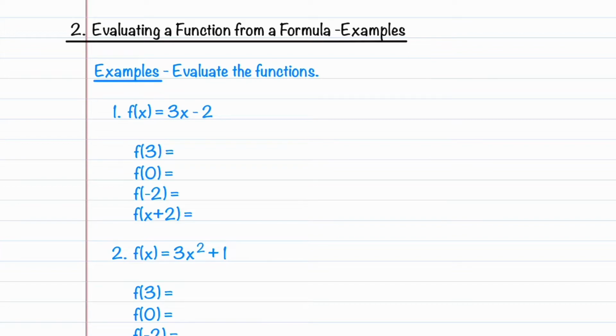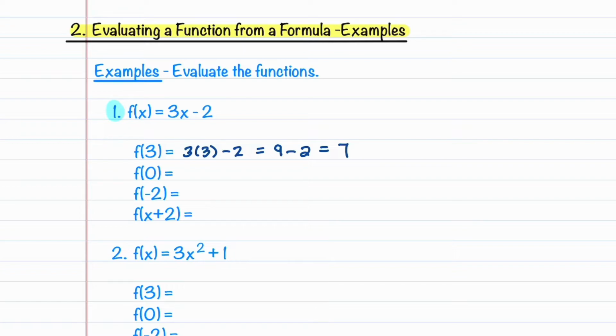Let's start by learning how to evaluate a function using a formula. In our first example, our function is equal to 3x minus 2. To evaluate this function, we're going to substitute in different values for x and then simplify. When x is 3, our function is equal to 3 times 3 minus 2, which is 9 minus 2, which gives us a function value of 7.